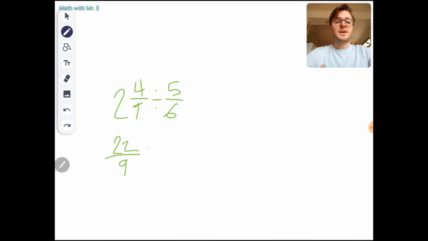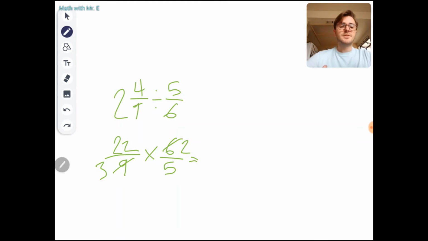Now instead of dividing, we are multiplying. And instead of 5/6, the reciprocal of that would be 6/5. In this case we can simplify beforehand. So 9 and 6, hopefully we all see that we can divide those both by 3. 6 divided by 3 is 2, and 9 divided by 3 is 3. So now we've got 22 times 2, which is 44, and 3 times 5, which is 15.